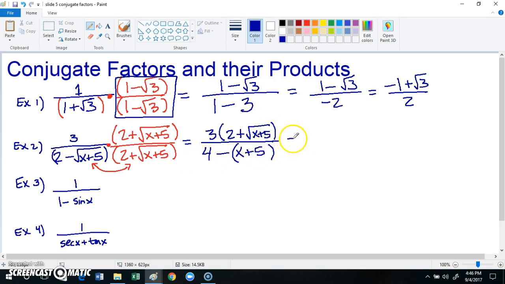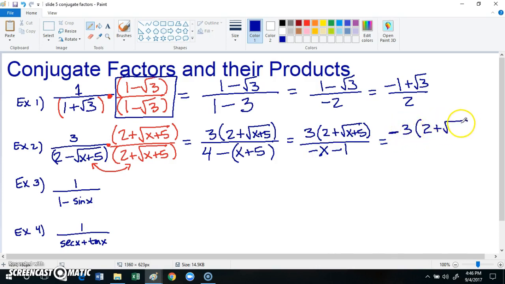And so let's just simplify the denominator and call this 4 minus x minus 5. What is that? That's negative x minus 1. And in the numerator, 3 times 2 plus the square root of x plus 5. Again, the denominator has a lot of negative stuff going on, so I'm just going to pull a negative up to the numerator and call it x plus 1 in the denominator.